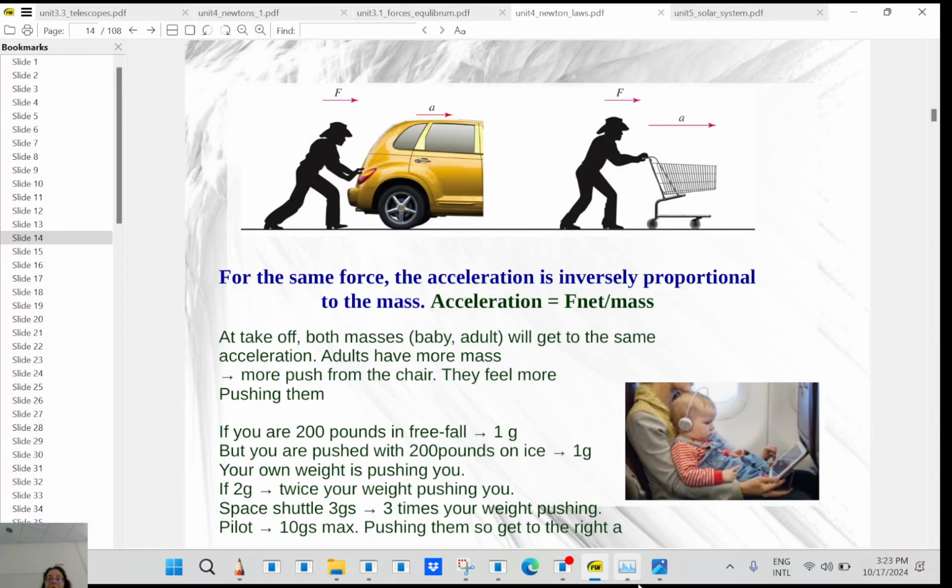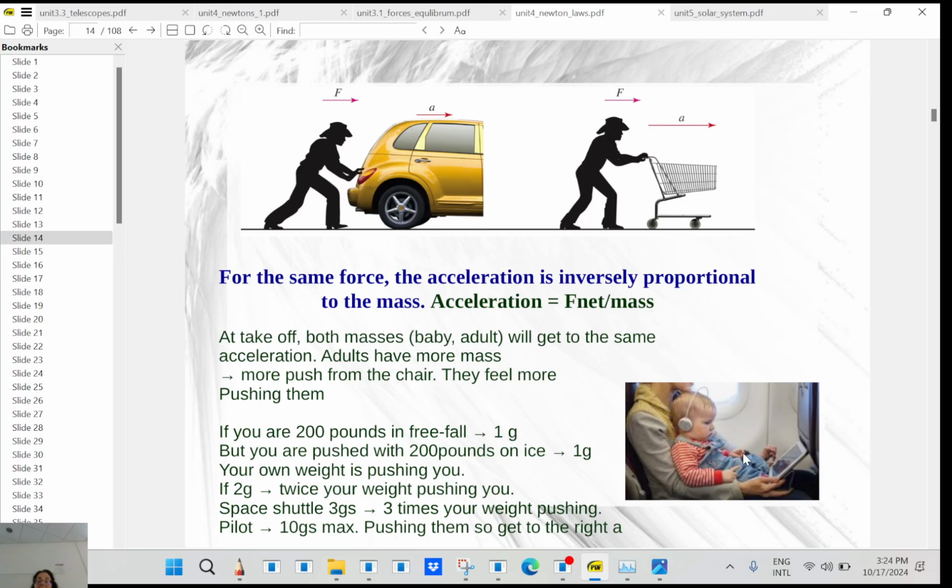So for example, you are in an airplane, and of course, at takeoff, the airplane is going to accelerate. The airplane is not leaving you behind, so your body is also going to accelerate. For your body to accelerate, you need a force. The force will be provided by the chair you are sitting on. An adult, for example, has more mass, so there will be a larger force pushing that person, so he can accelerate.